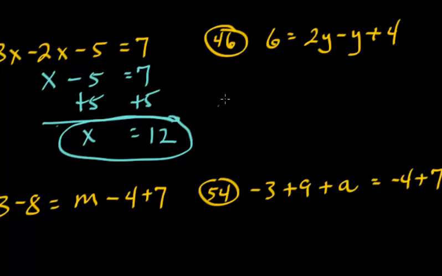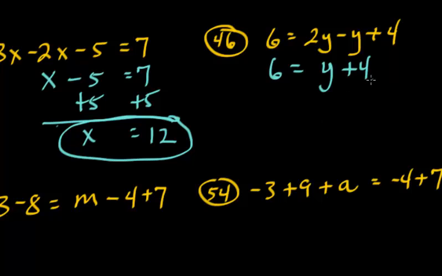X equals 12. On this one, we have 2y minus y. Those are our like terms there. 2y minus y, and we need to put those together. And that's going to look like this. 6 equals 2y minus 1y would, of course, be 1y, and we bring the plus 4 down like that.